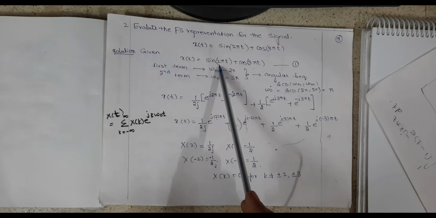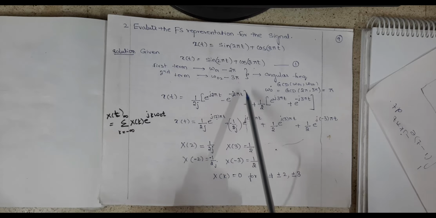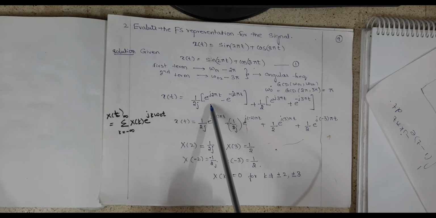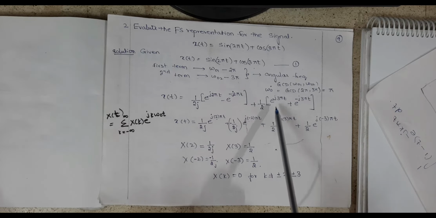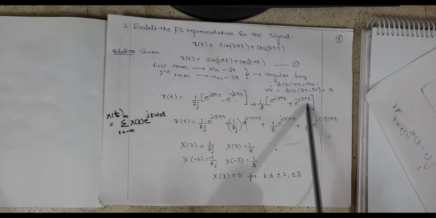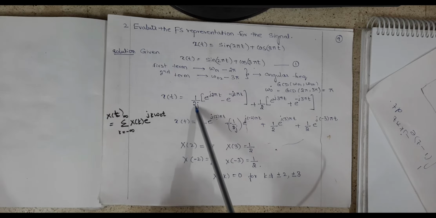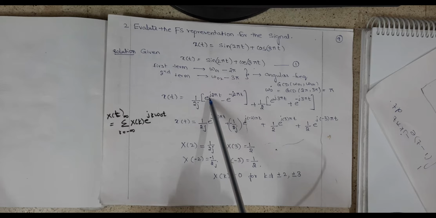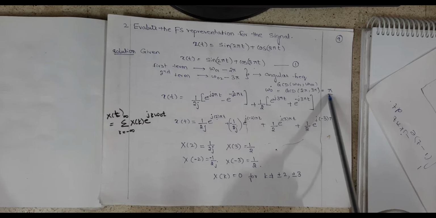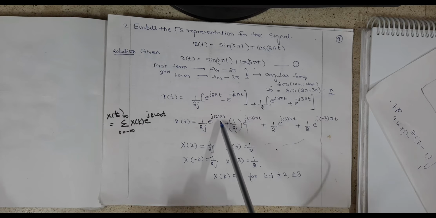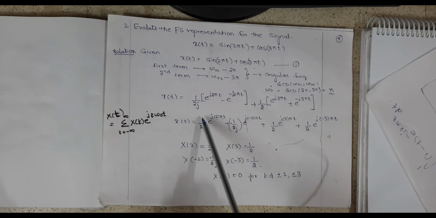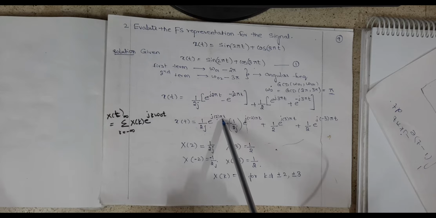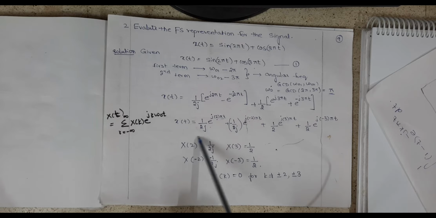So x of t, we'll split this using the formula. Sin theta is nothing but e raised to j theta minus e raised to minus j theta by 2j. We are using this formula. For cos, it is 1 by 2, e raised to j theta plus e raised to minus j theta. So splitting both the terms and writing them here. Now you know the angular frequency omega naught is nothing but pi. Therefore 1 by 2j is nothing but x of k, e raised to j 2 pi t, plus all these terms.